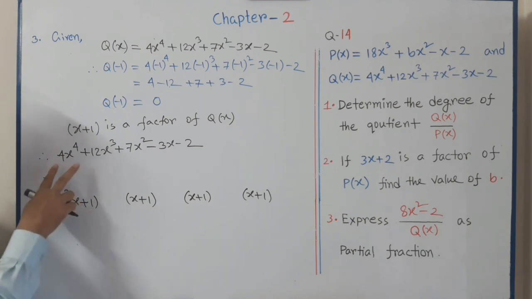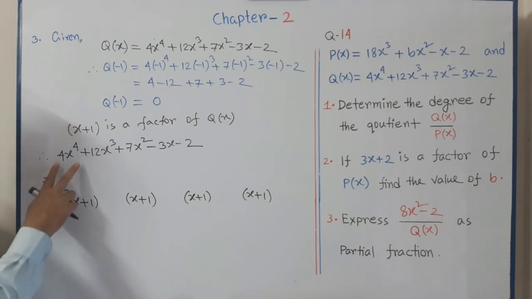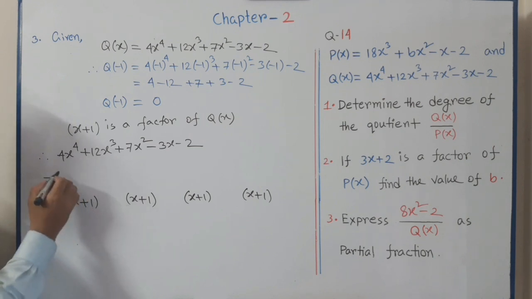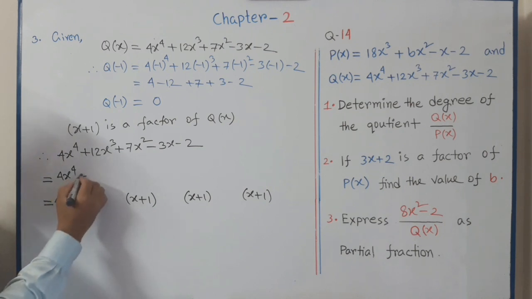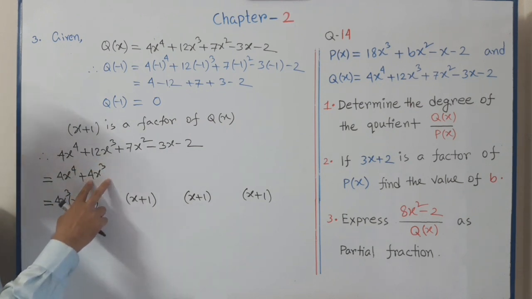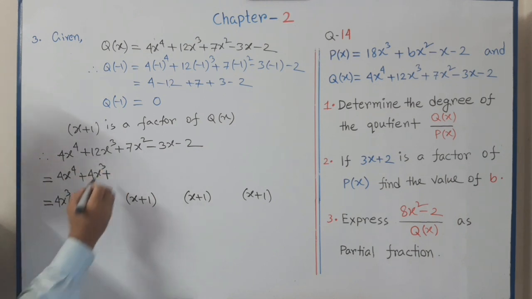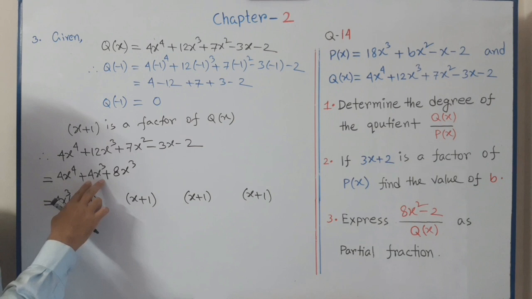Now to get 4x^4, in the first factor we have to multiply by 4x cube, because 4x cube into x means 4x^4. So 4x^4, and then 4x cube into 1 gives plus 4x cube. But in the first line we have 12x cube, and here we get 4x cube. So to balance we add 8x cube. So 8x cube plus 4x cube means 12x cube.